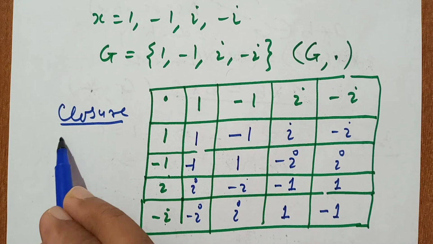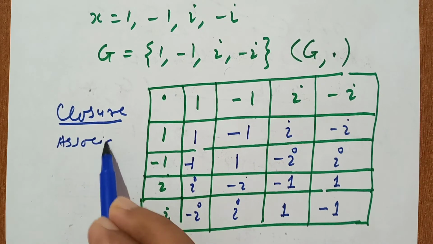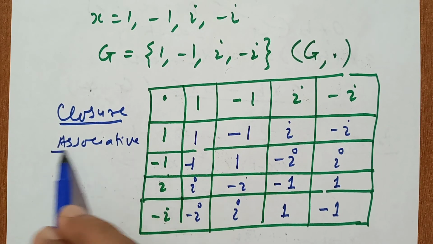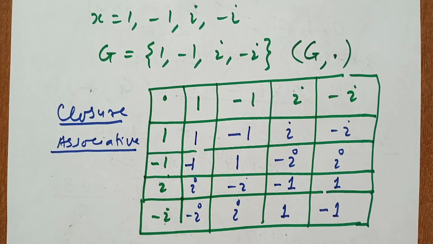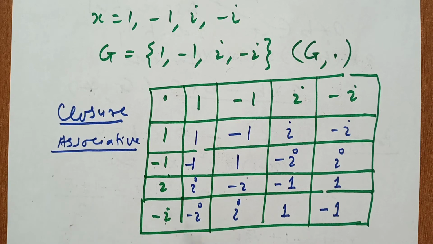Now second is associative. So associative is very easy. In the case of multiplication, associative is satisfied always. So we will write the property only.